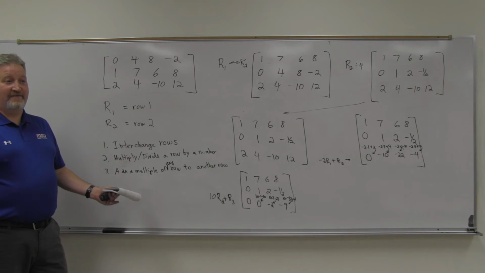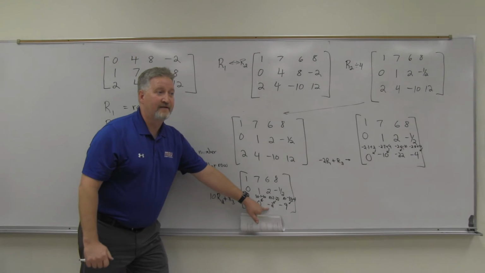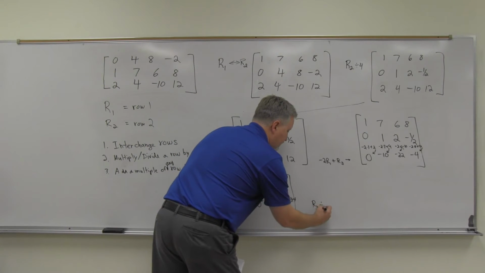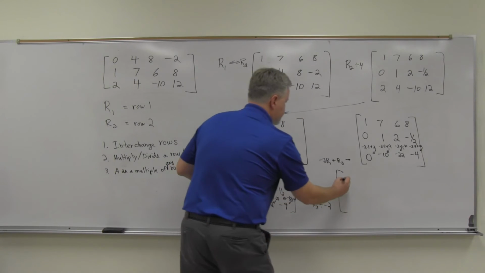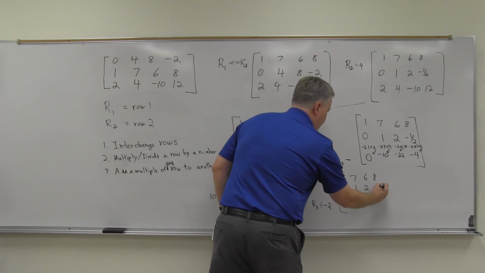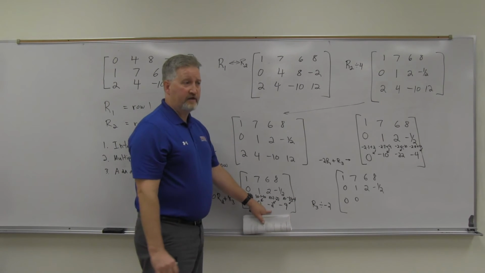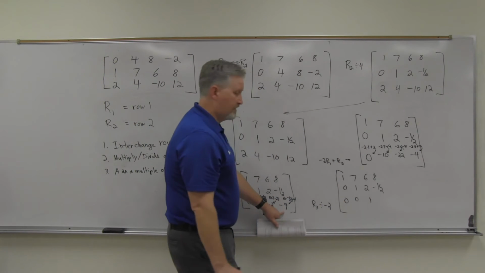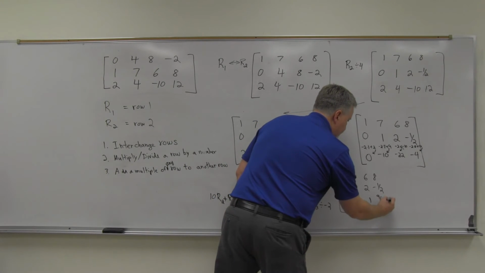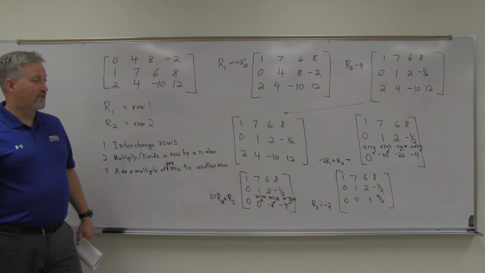What would be the last step here then? If I wanted to make this row echelon form, I need that to be a 1, don't I? So we divide row 3 by negative 2. 1, 7, 6, 8, 0, 1, 2, negative a half, 0, 0. So divide that by negative 2, that's positive 1. Divide that by negative 2, and that's positive 9 halves, or 4 1/2. Ta-da. Row echelon form.